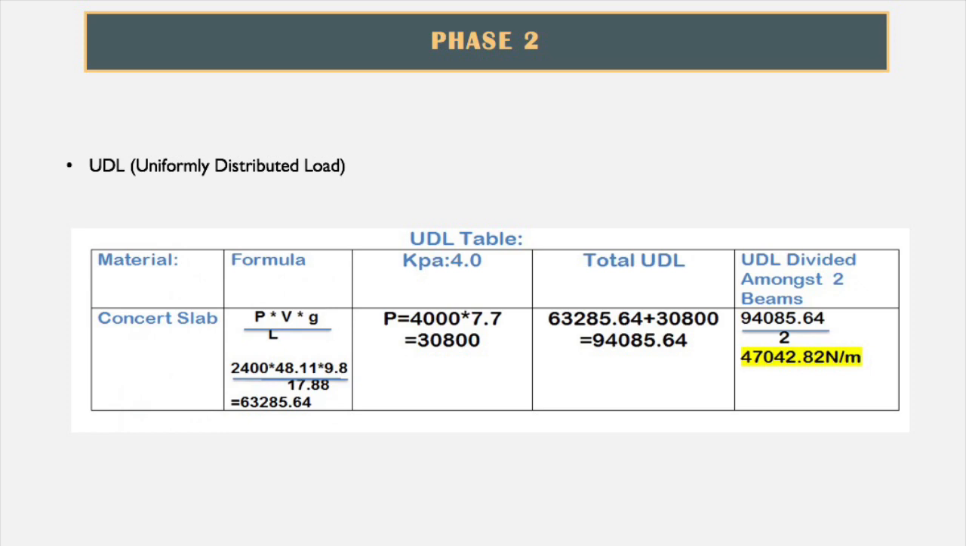To get the total UDL, we added those two results together, which gave us 94,085.64 newtons per meter. Because we are only using one beam, we needed to then divide it by the two beams to get our final answer, which resulted in 47,042.82 newtons per meter. There were some errors when we first calculated our UDL. Once we were aware of this, we went back and checked all calculations, and the reason that we needed to fix this is because we needed it for our next phase.